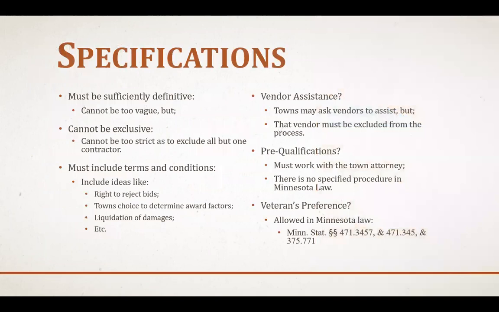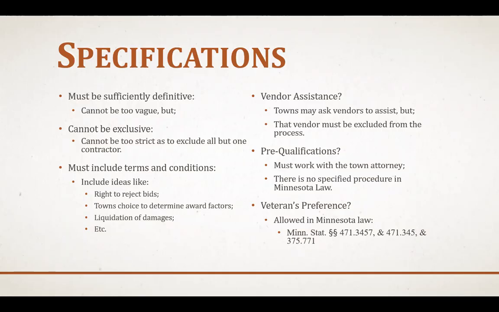So let's look at first the specifications. They must first of all be specifically definitive. They can't be too vague. They can't say, oh, we're in the market to buy a snowplow. It can't be too vague to just say that we're looking for something. You should narrow down to what you want.